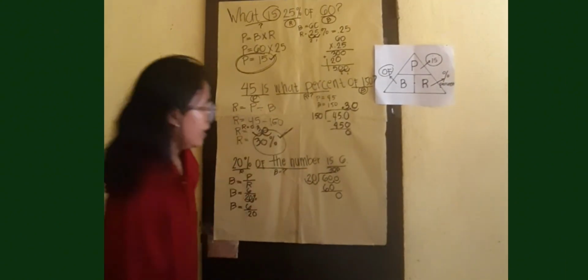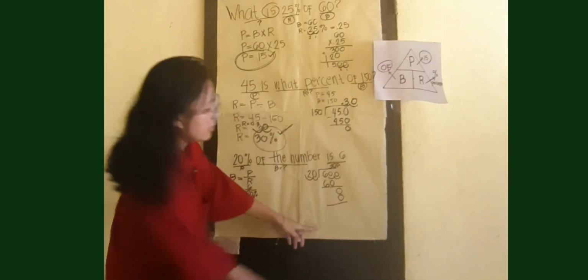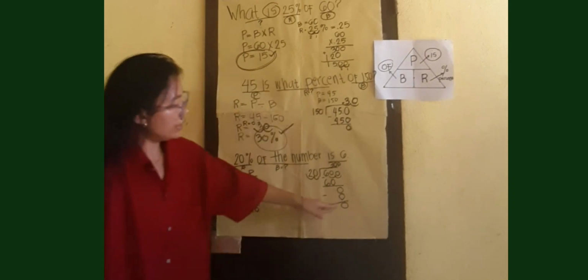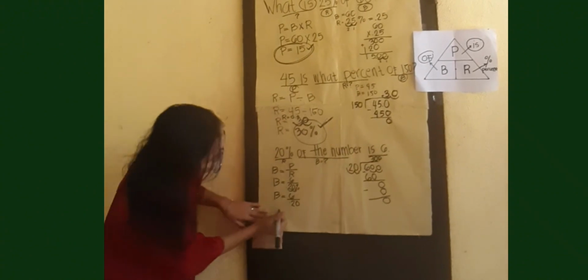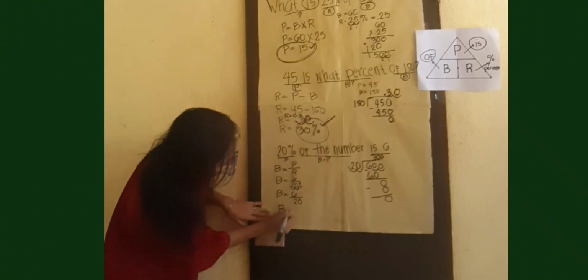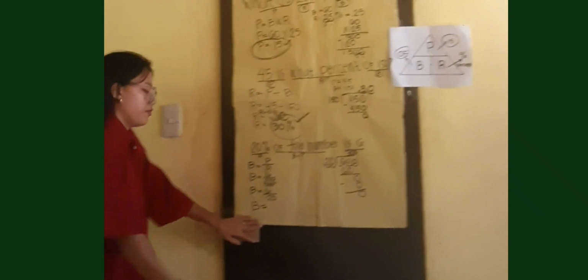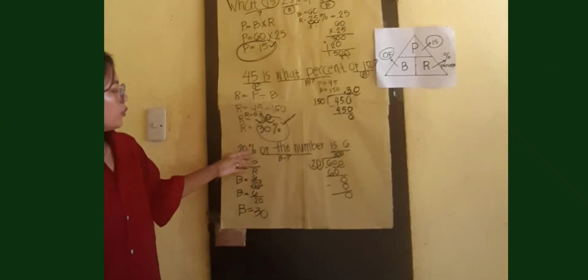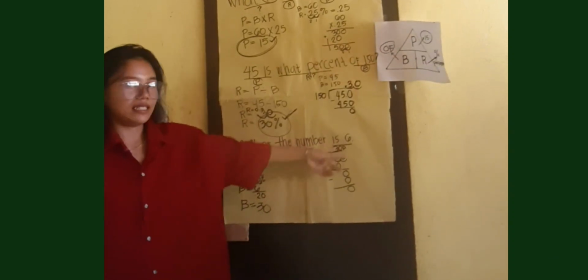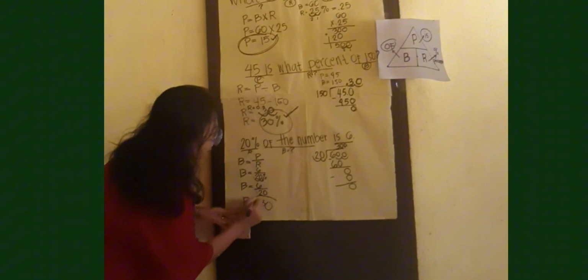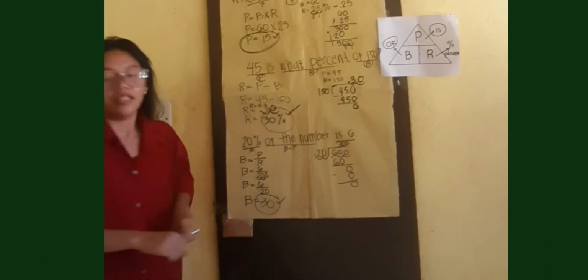0 times 20 is 0. 0 minus 0 is 0. Very good. So, the answer is, the base is equals to 30. Very good. So, the 20% of 30 is 6. So, the answer is 30.